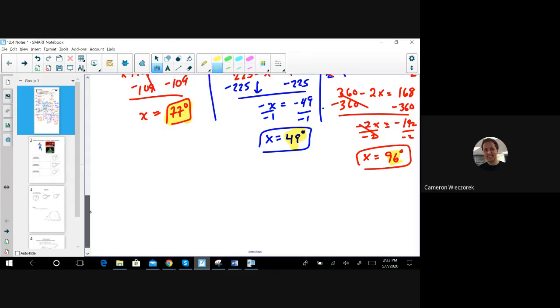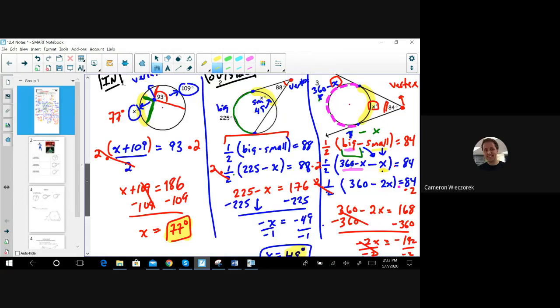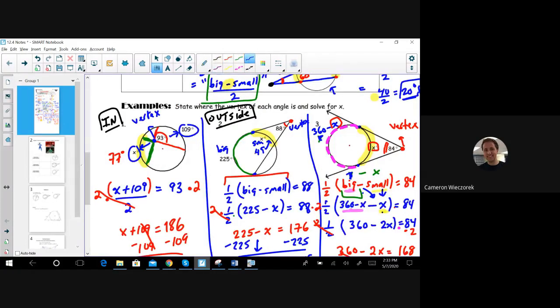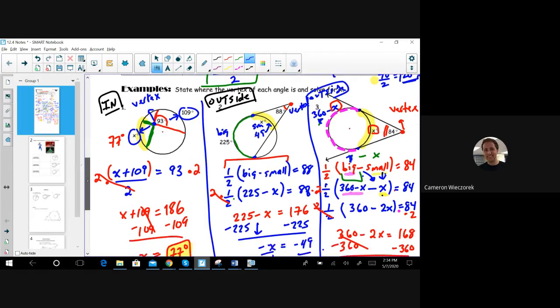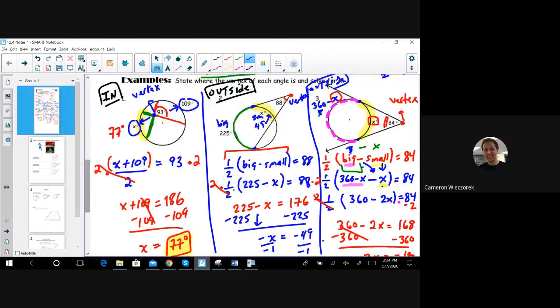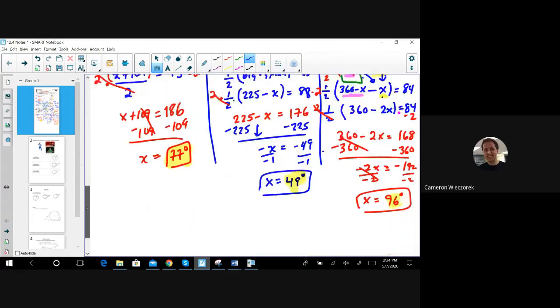Okay. That's pretty much how those work. And you're going to see some problems where there's segments that are overlapping. But it really is all about looking at the location of the vertex. This one was outside also. We found this angle measure was 96.